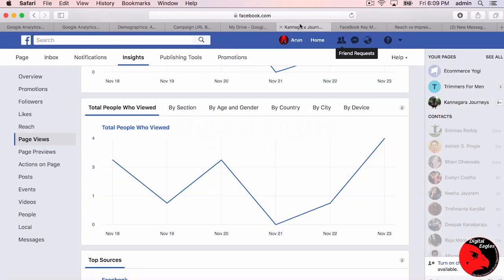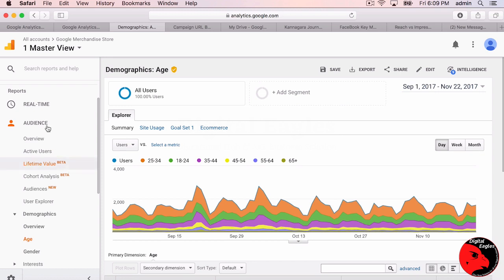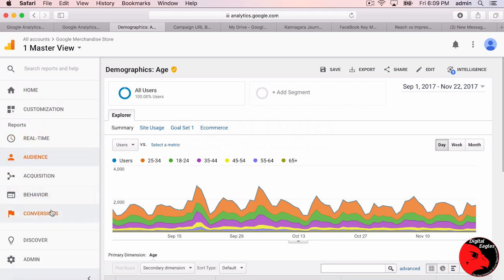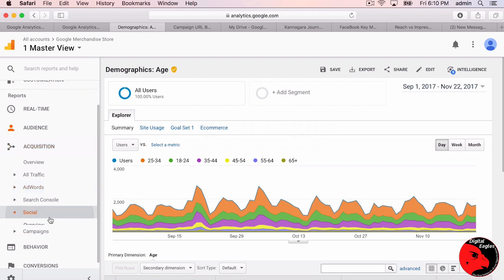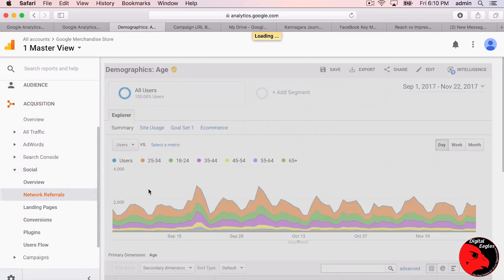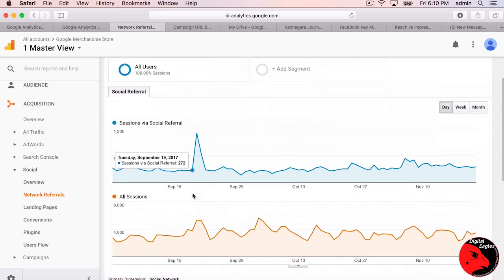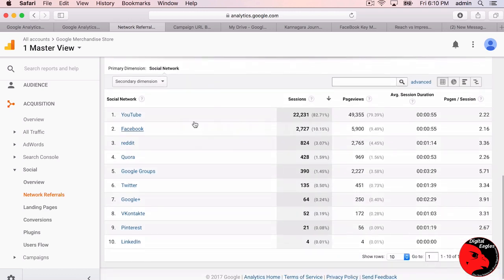And then comes website traffic, for which we have to go to Google Analytics, and here we have, under acquisition, something called social. I will click on network referrals. I will check how many people came through Facebook, which is 2727. So these many Facebook sessions.